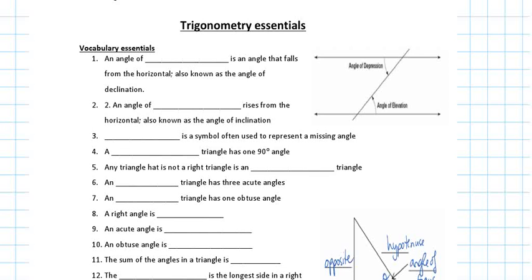Now, first we're going to look at some vocabulary of trigonometry, and then some rules, and then we will do trigonometric ratios with right angle triangles today. So the important vocabulary that we're going to talk about is the angle of depression and angle of elevation.